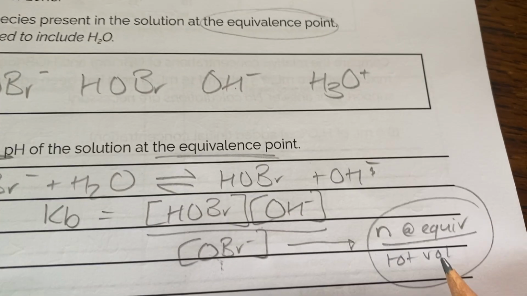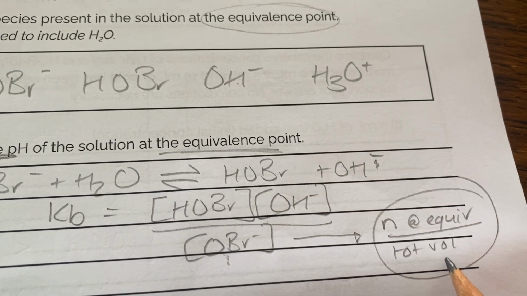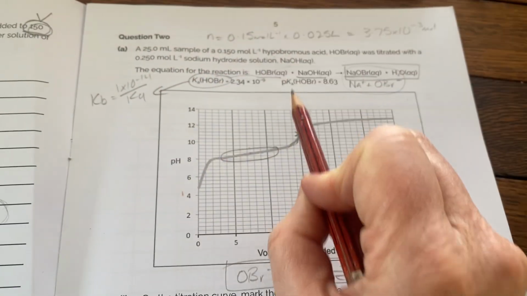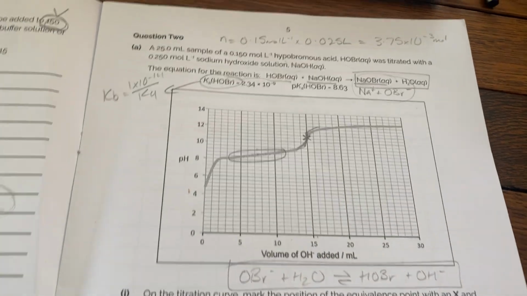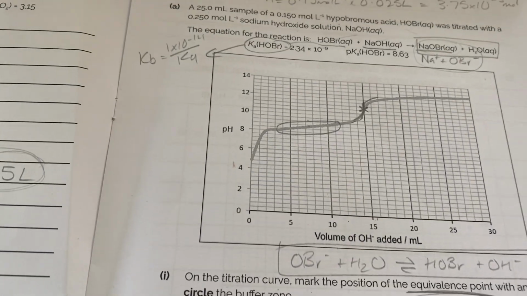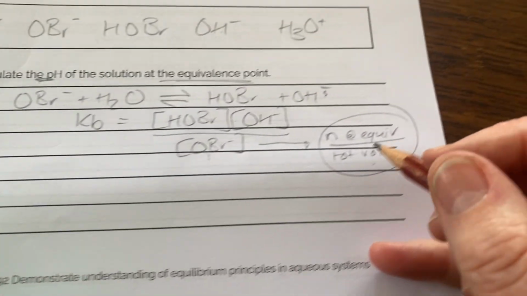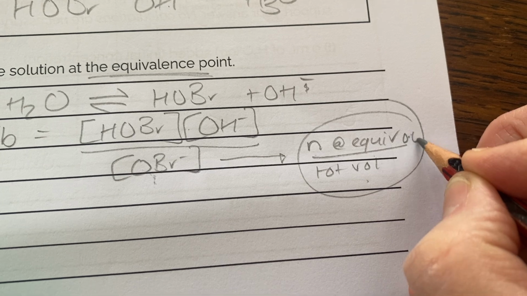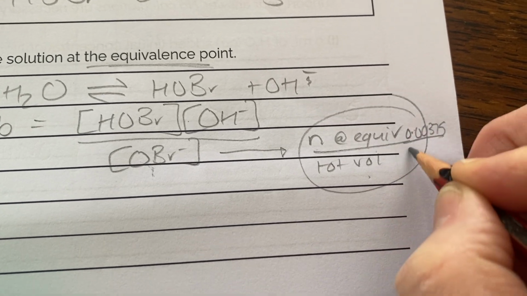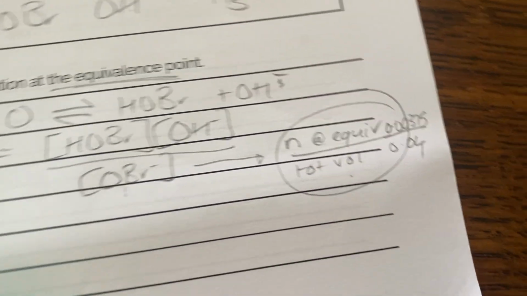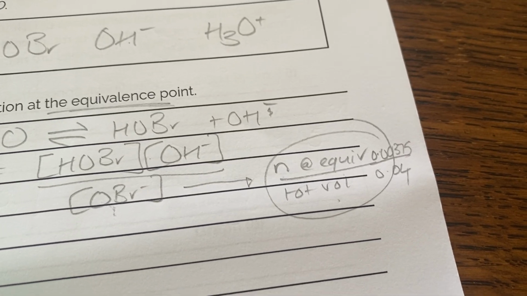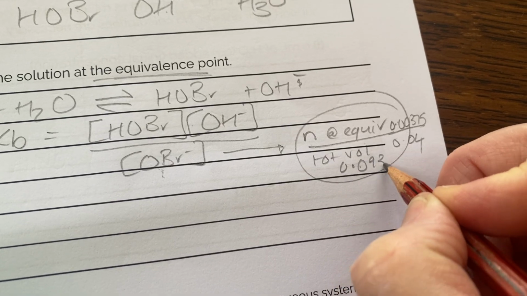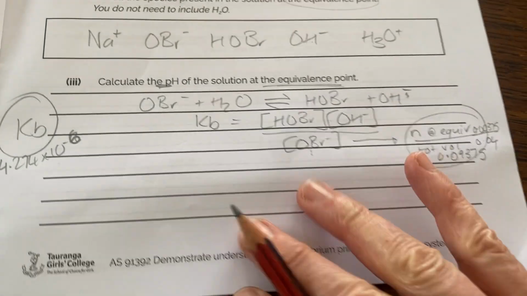So to work out the concentration, I need that number of moles divided by the total volume, which is 25 mils plus 15 mils, which is 40 mils. Right, so this here is going to be 0.00375 divided by 0.04 equals 0.09375. Right, so I've got everything I need now.